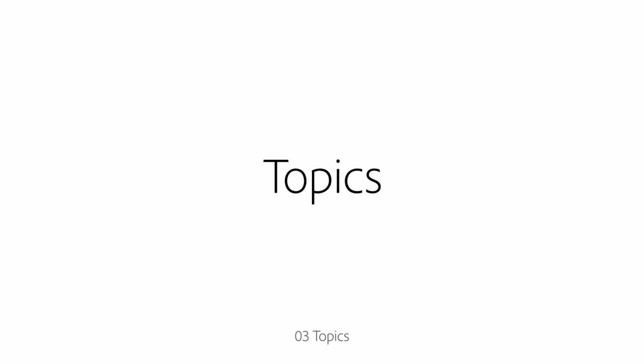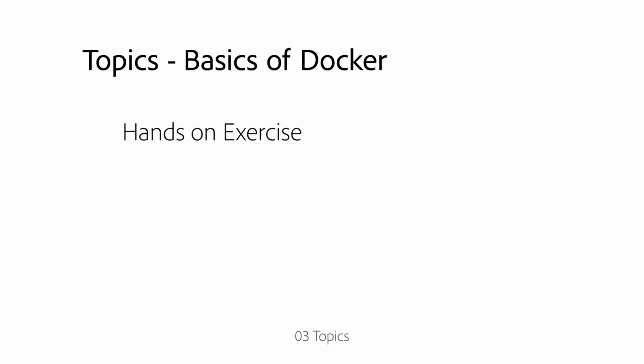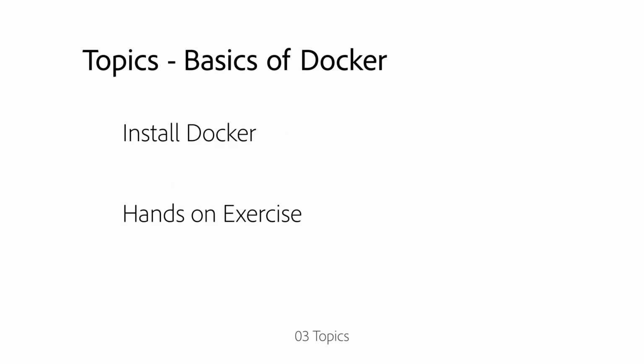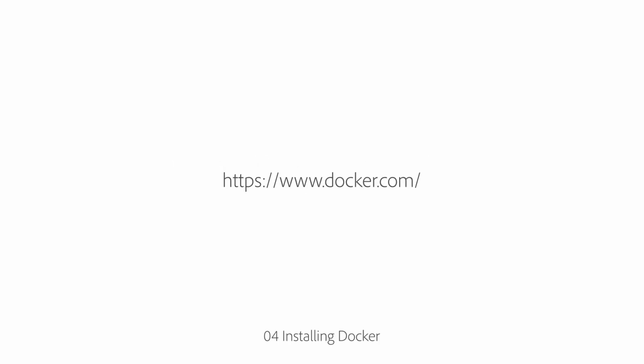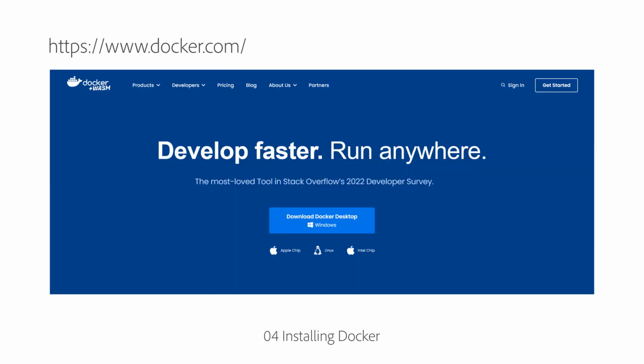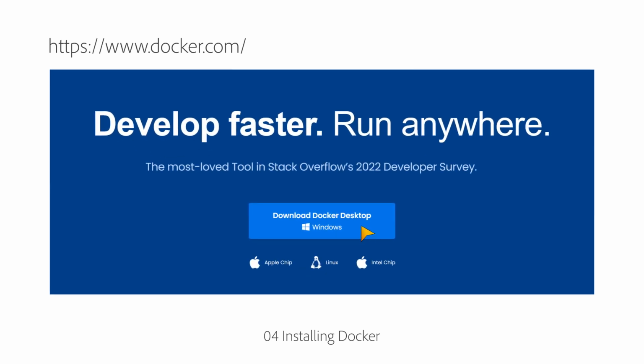Topics covered in this course. In this course, we will learn the basics of Docker through a hands-on exercise. But before that, we must install Docker and download the exercise files. Installing Docker. Open Docker's official website www.docker.com, and on the home page you will see the download button for Docker Desktop. Click on that and download the installation file.